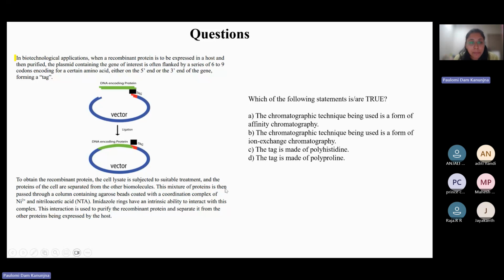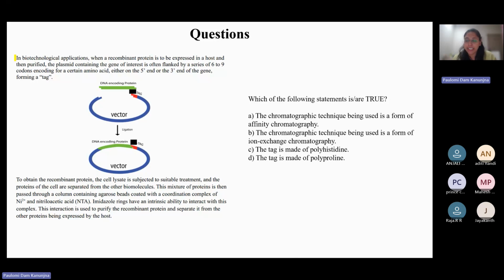This mixture of proteins is then passed through a column containing agarose beads coated with a coordination complex of nickel and nitriloacetic acid. Imidazole rings have an intrinsic ability to interact with this complex. This interaction is used to purify the recombinant protein and separate it from the other proteins.